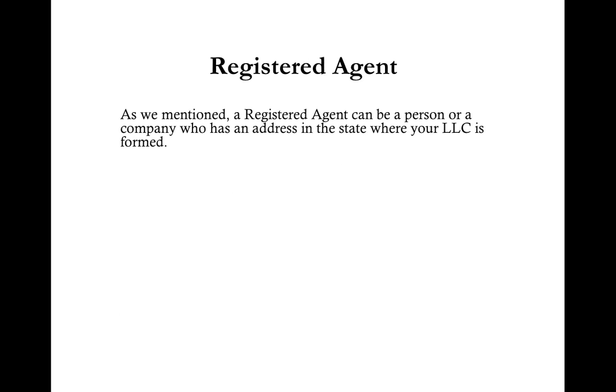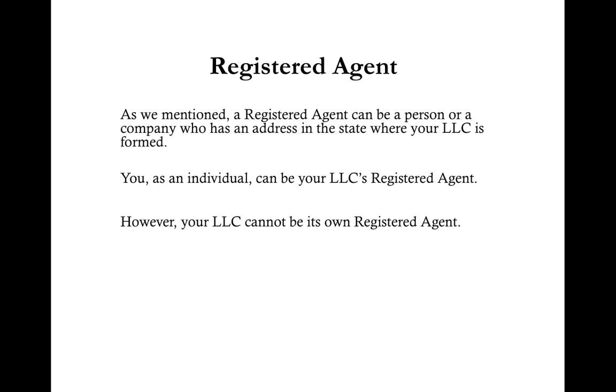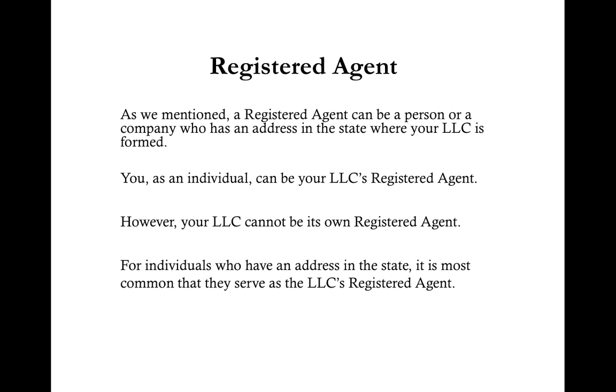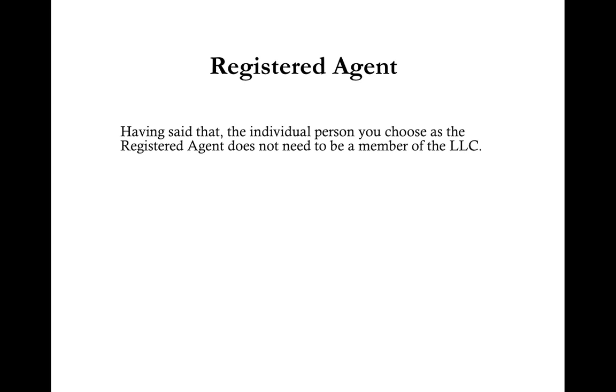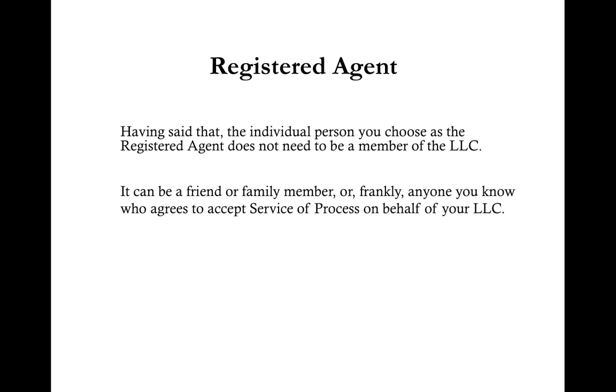As we mentioned, a registered agent can be a person or a company who has an address in the state where your LLC is formed. You, as an individual, can be your LLC's registered agent. However, your LLC cannot be its own registered agent. For individuals who have an address in the state, it is most common that they serve as the LLC's registered agent. Having said that, the individual person you choose as the registered agent does not need to be a member of the LLC. It can be a friend or a family member, or frankly, anyone you know who agrees to accept service of process on behalf of your LLC.